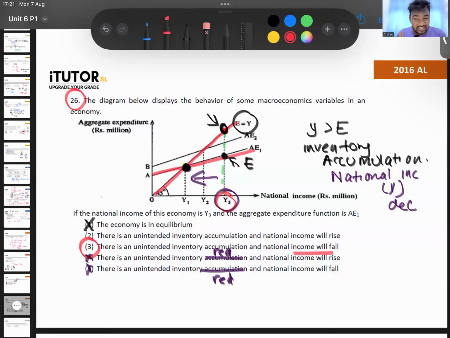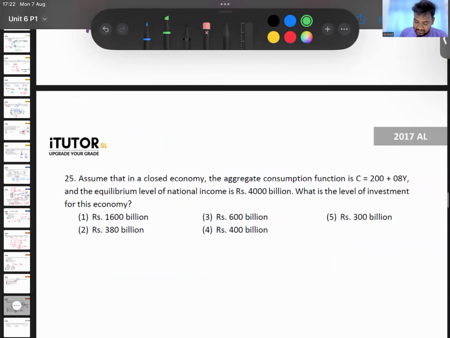Yeah, this might look like a very scary question, but it's a very easy one. Remember, if your output is more than your expenditure, you have an accumulation. You have too much, so output should fall. On the other side of the diagram, the output is less than the expenditure. People are willing to spend a lot, but you are producing only little. So you should increase your output. That's the other side of it. Now, this same question in your year, they can turn it around. Right, that's 26.